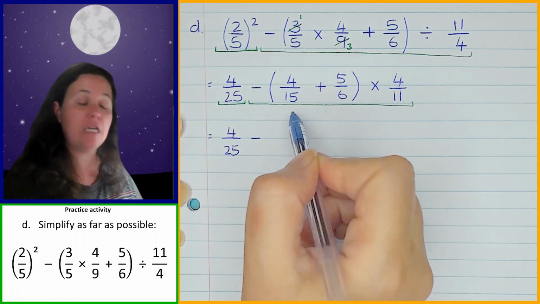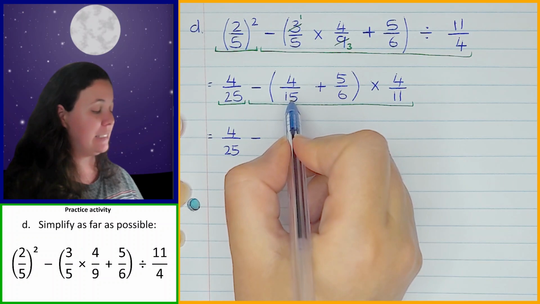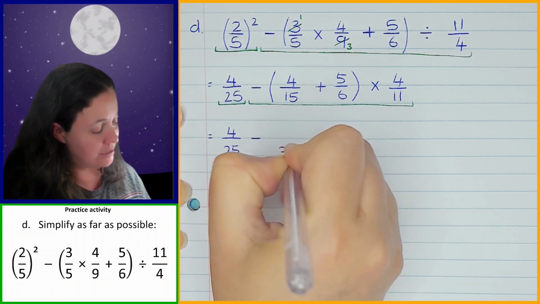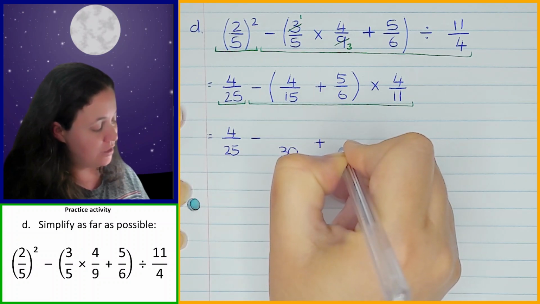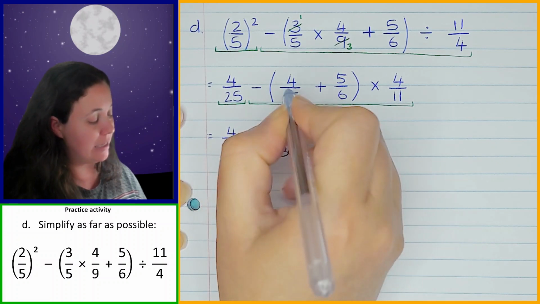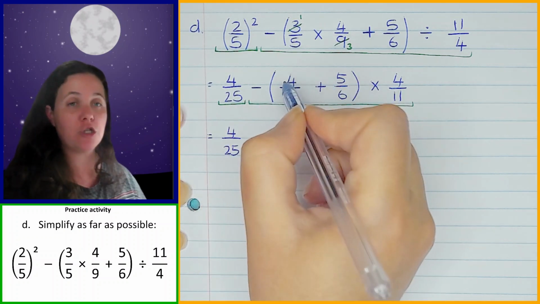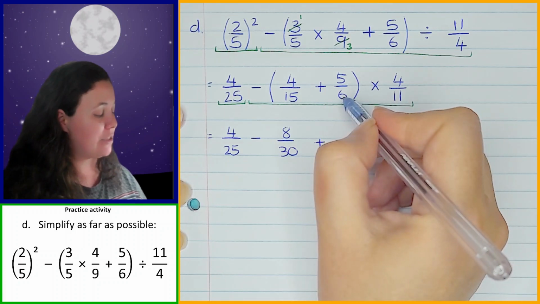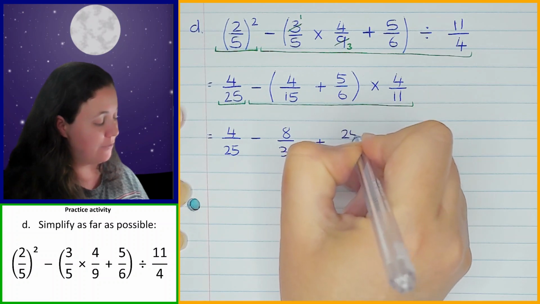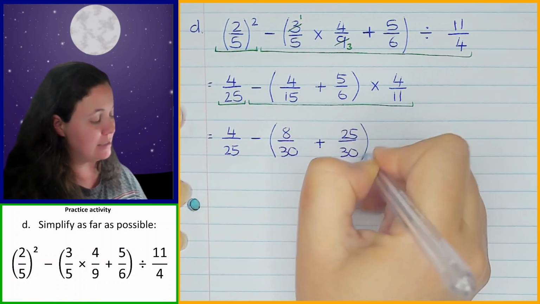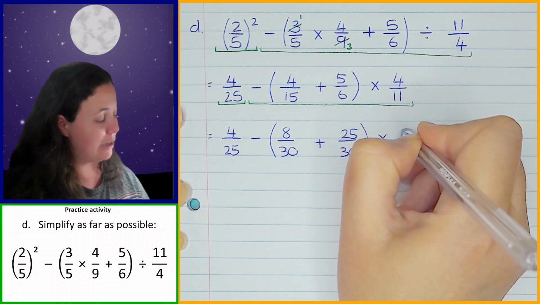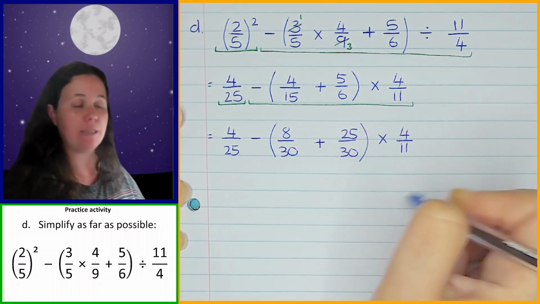In order to do that addition, I need to find my LCD. So the LCD for 15 and 6 is going to be 30. So I'm going to have something over 30 plus something over 30. So over here, I need to multiply the 15 by 2, so it's going to be 8/30 because I need to multiply the top by 2 as well. And here I need to multiply that 6 by 5, so I need to multiply the 5 by 5 as well, giving me 25/30. So I've got in brackets 8/30 plus 25/30, and then that is being multiplied by 4/11 because I already did my tipping and timesing.